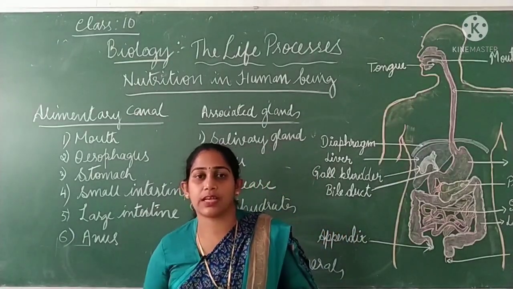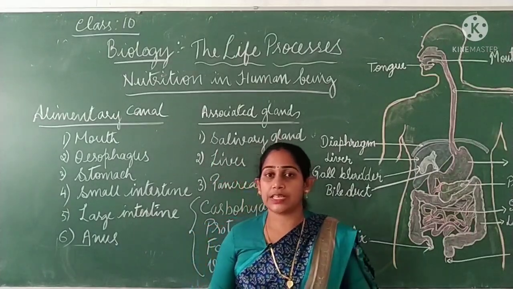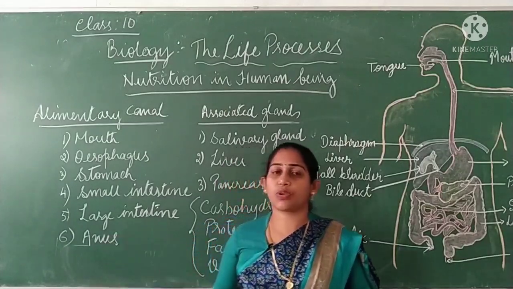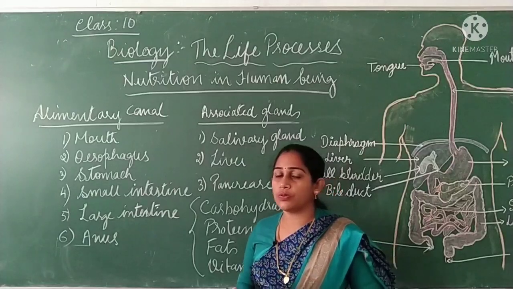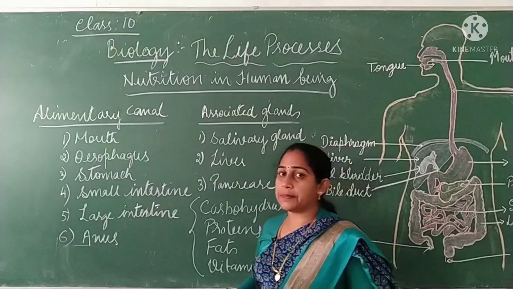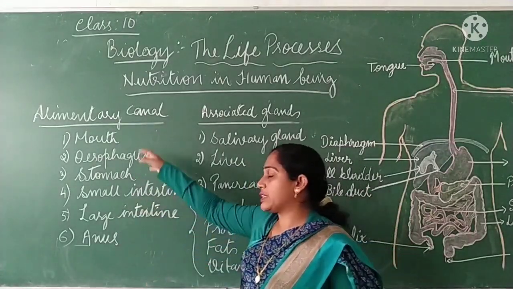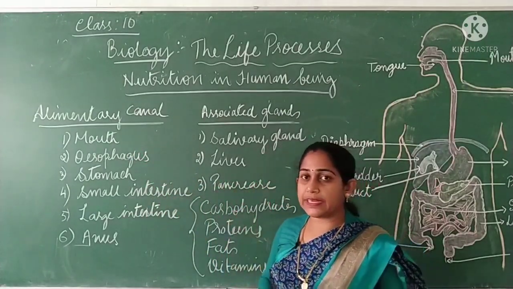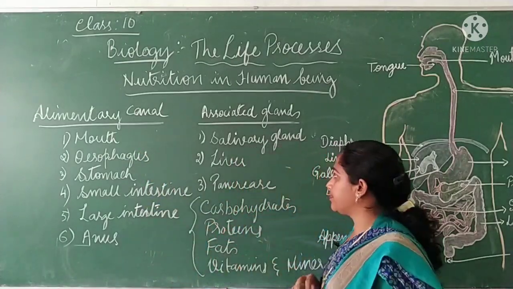The second step is digestion. The most important part of nutrition is digestion. It is the longest process during nutrition, where the food is broken down into a smaller, simpler form. Digestion happens throughout the alimentary canal. It starts from the mouth and is completed in the small intestine. It starts right from the mouth itself.